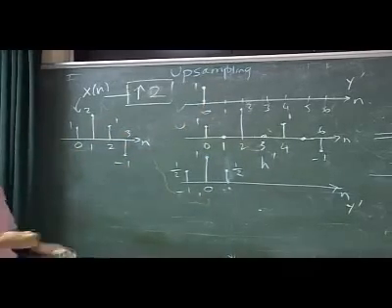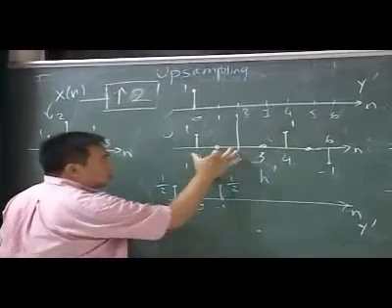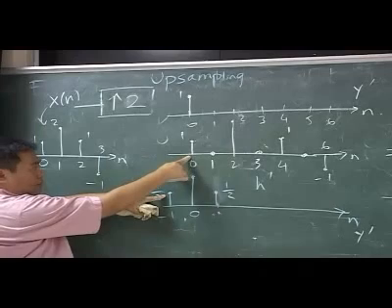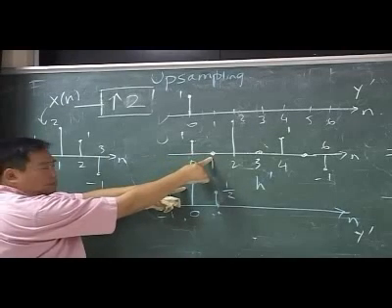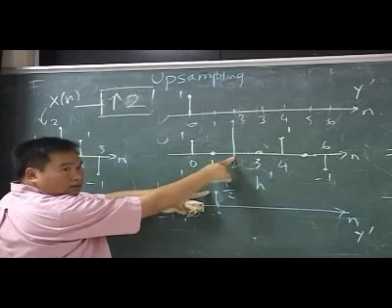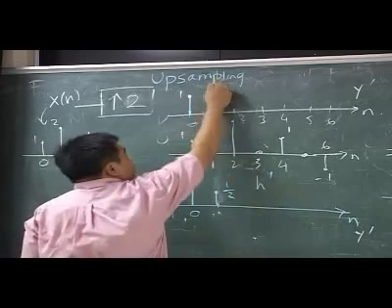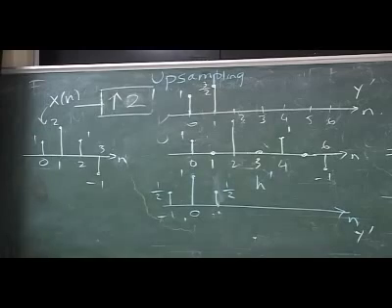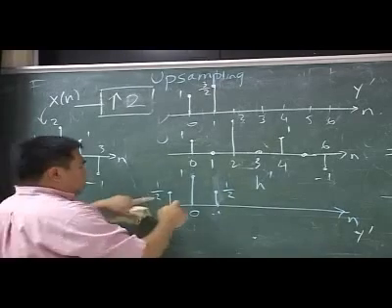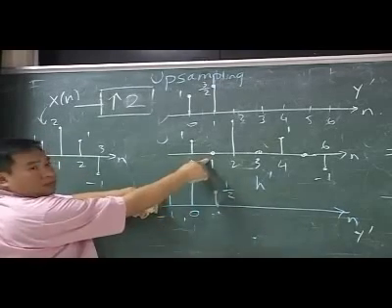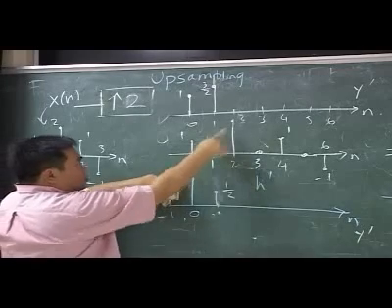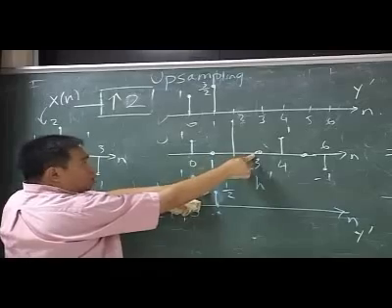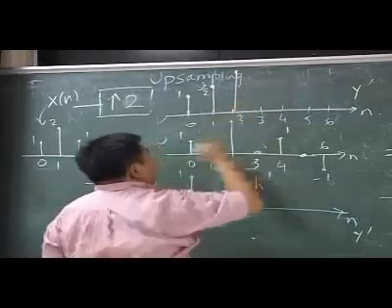At time 1, we shift this to here. So you have 1 times 1/2 is 1/2, 1 times 0 is 0, 1/2 times 2 is 1. So that's 3/2. What about the time 2? You have 1/2 times 0 is 0, 1 times 2 is 2, 1/2 times 0 is 0. So that's 2. And so on.